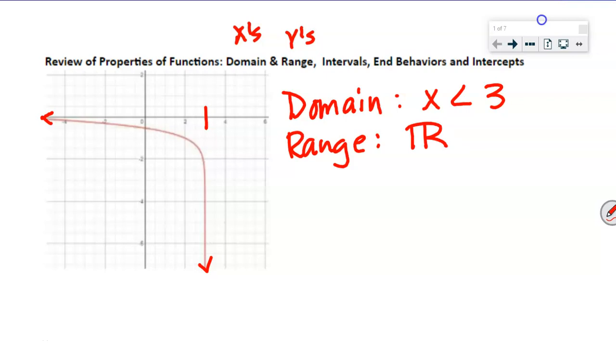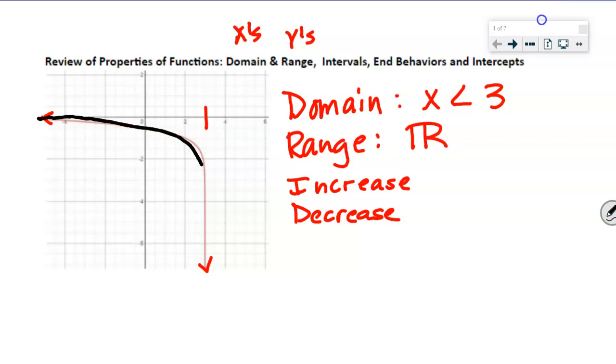Then we want to talk about intervals. So we want to talk about intervals of increase and decrease. That means when we move in from over here on the left, what's happening to this graph? Yep, it's decreasing. So this does not have an interval of increase. So we're going to put NA for that, not applicable.